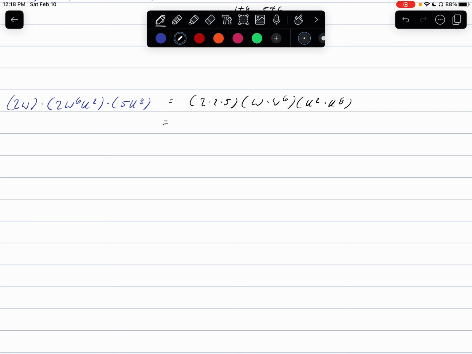So 2 times 2 times 5. 2 times 2 is 4, times 5 is 20. So our constant term is 20. And then w with an implied 1 here, so that will give us w to the 1 plus 6. And then we have u squared and u to the 8th, so we'll have u to the 2 plus 8. So that will give us 20 w to the 7th, u to the 10th.